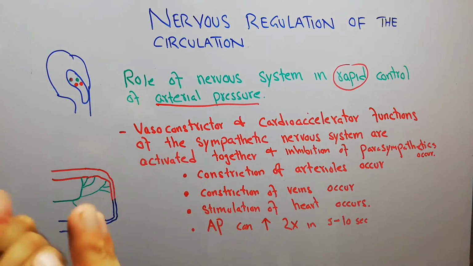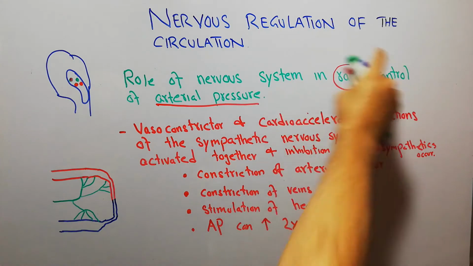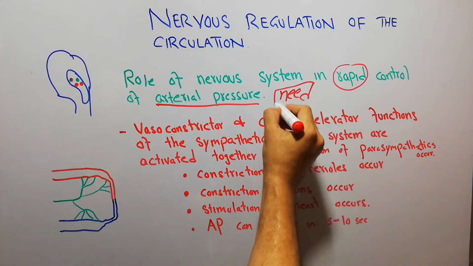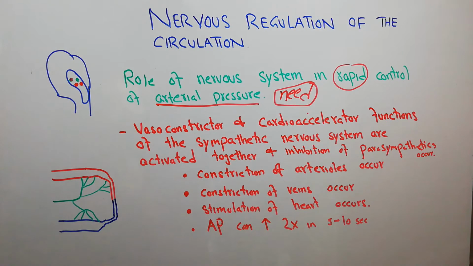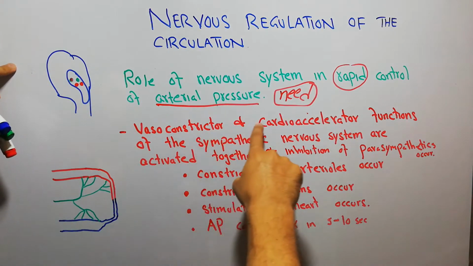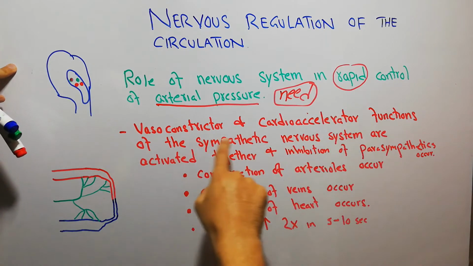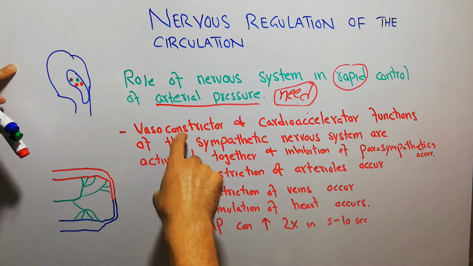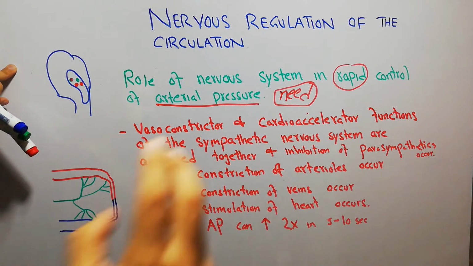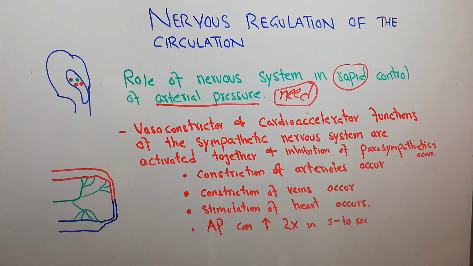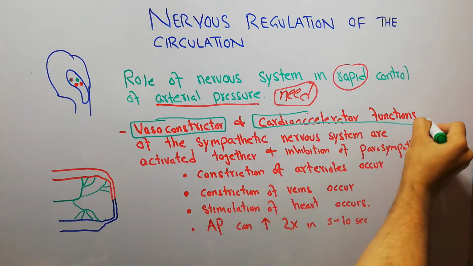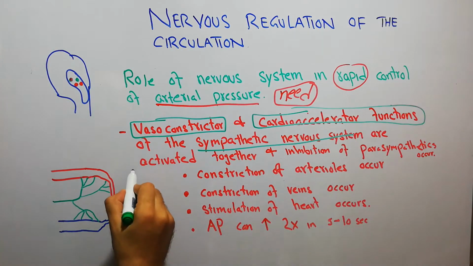Now, whenever there is a stress-like condition, or a need to rapidly increase the arterial pressure, the need is the first thing. The need could be any stress, a fight, flight, fright response, or a person exercising. This need will cause the vasoconstrictor and cardioaccelerator functions of the sympathetic nervous system to get activated when there is a need to rapidly increase the arterial pressure.